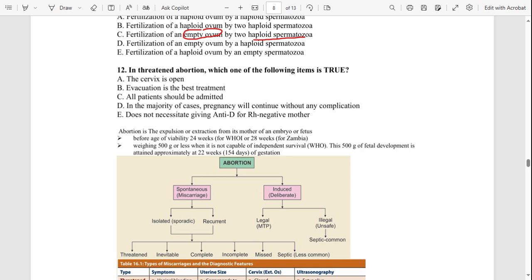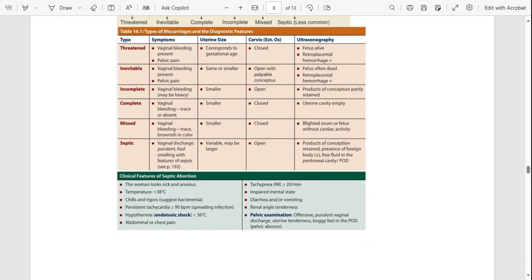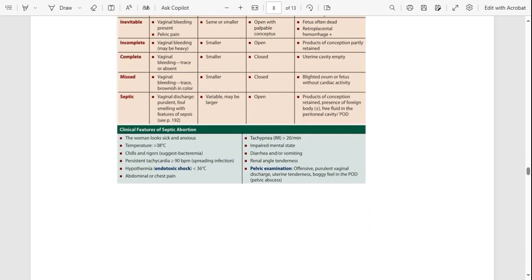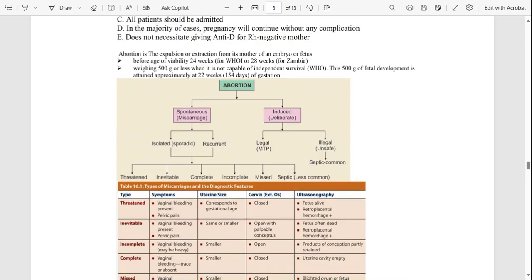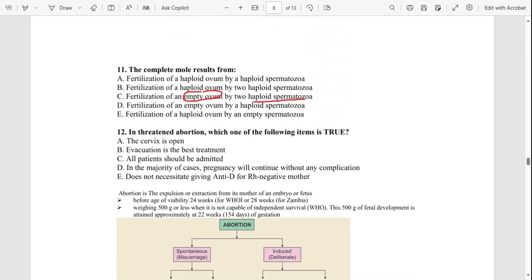Okay. Yes, Doc. How about we go to question 11? Well, I was actually checking this one. Yes, I was checking just to confirm.